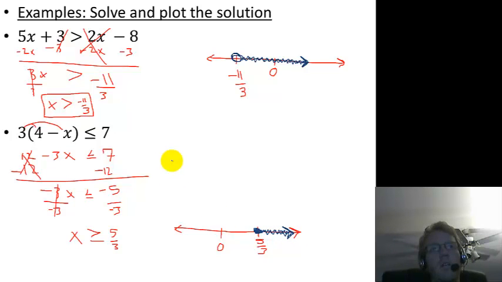Okay, so to recap, we want to solve the single inequality the same way we would solve an equation, just making sure that we change the direction of the inequality if we multiply or divide by a negative, and then plot your solution with either an open circle or a closed circle based on whether or not that point itself is included or excluded.